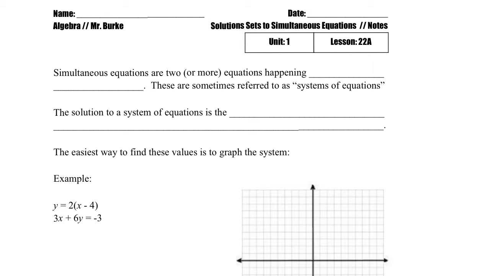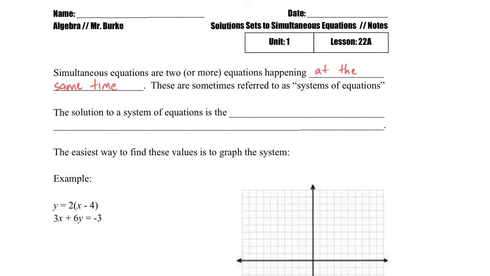Okay, so what do we got here? Simultaneous equations are two or more. In this class, we're only going to deal with two, but there could be more. And they're happening at the same time. That's what simultaneous means. Now, simultaneous equations is kind of a wordy way of explaining it. Usually we just refer to these as systems of equations, and then in 22B, it'll be systems of inequalities.